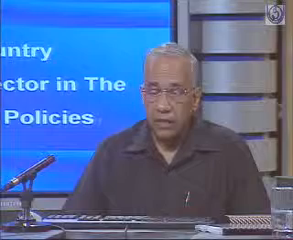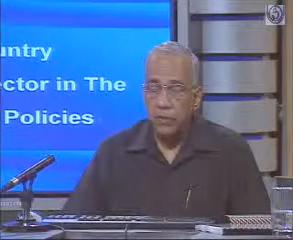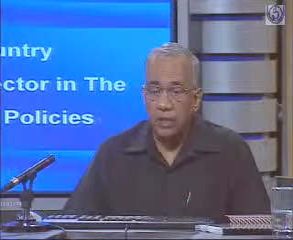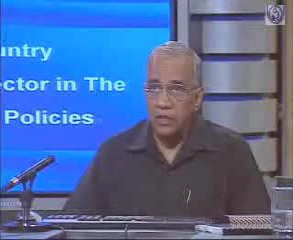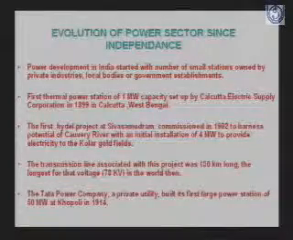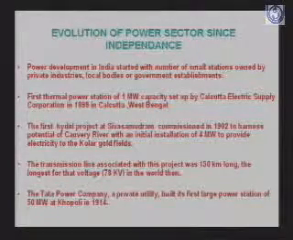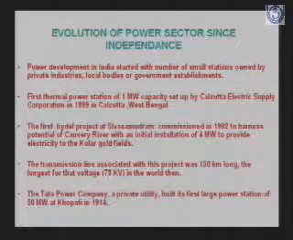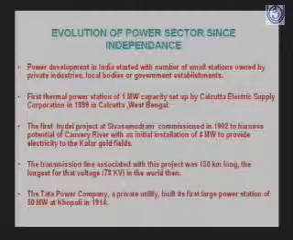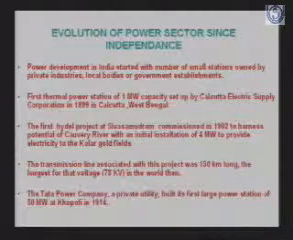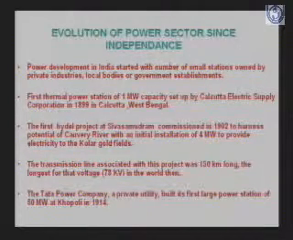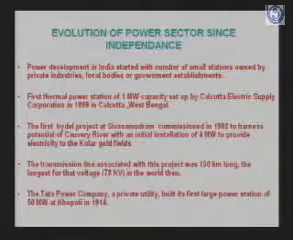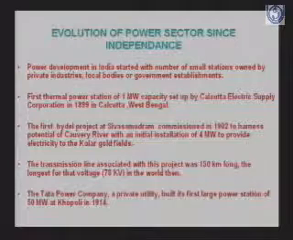The power development in India started with a number of small stations owned by the private industries, local bodies and the government establishments. Everyone was participating. It was kind of an unorganized way of developing power. The first thermal power project of 1 megawatt capacity was set up by the Calcutta Electric Supply Corporation in 1899 in Calcutta in West Bengal. This is how the first thermal power station started in the country.